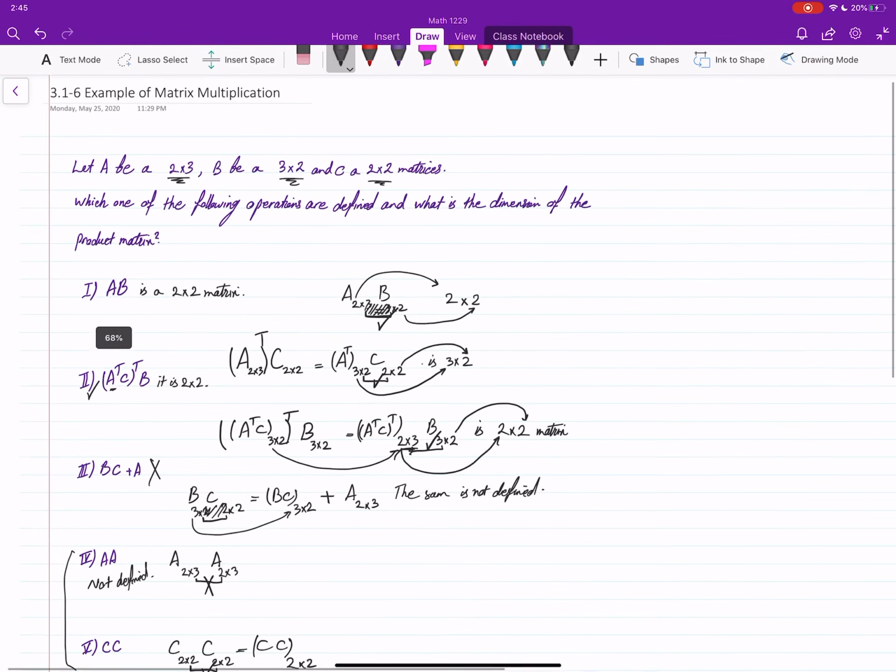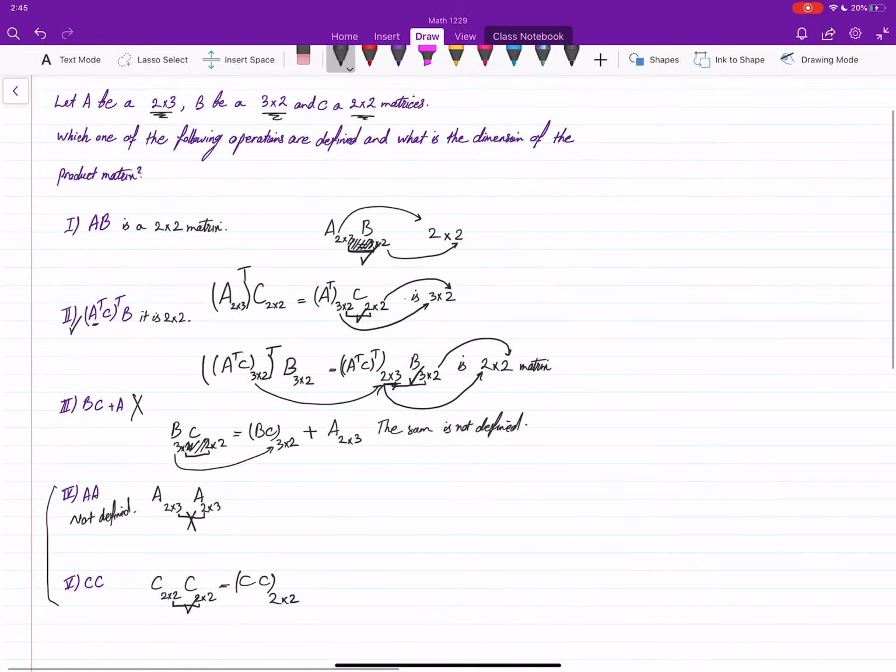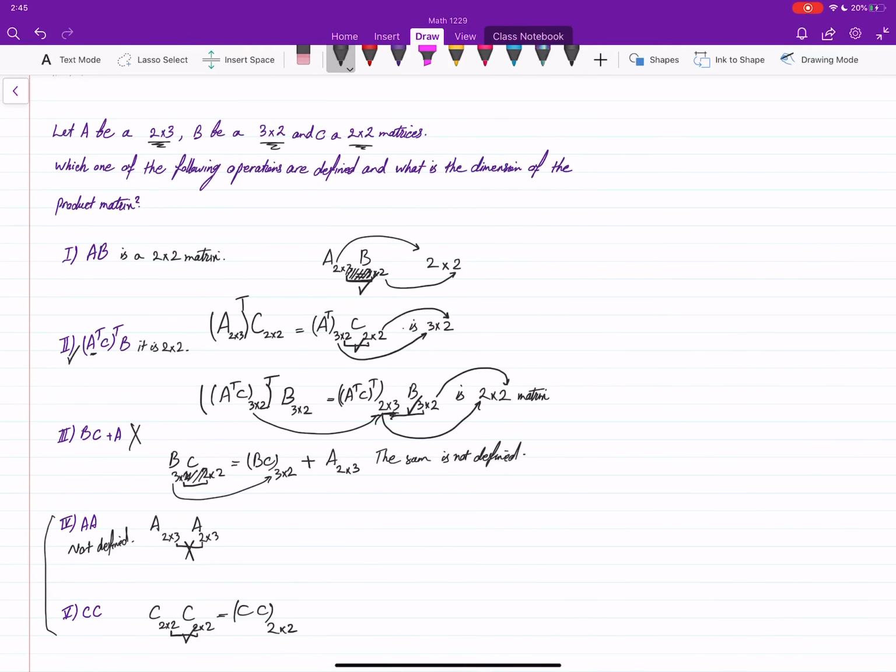Okay, so this was the example. We tried to see if the product matrix is defined and what would be the dimension of it.